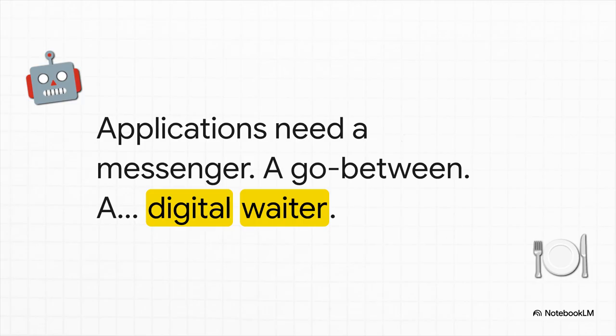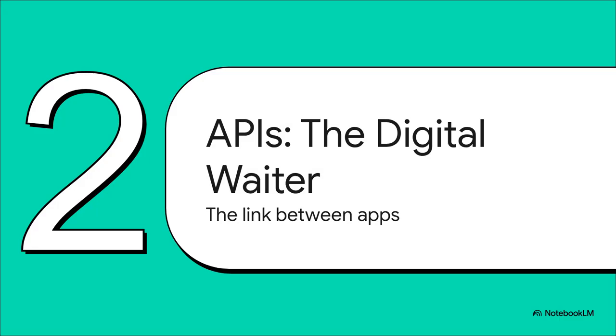And honestly, the best way to think about this messenger is as a digital waiter. Just stick with me on this one. I promise it's going to make everything perfectly clear. That digital waiter, that's what we call an API. It stands for Application Programming Interface. And its whole job is to be the link, the single point of contact between one application that needs something and the server that has what it's looking for.